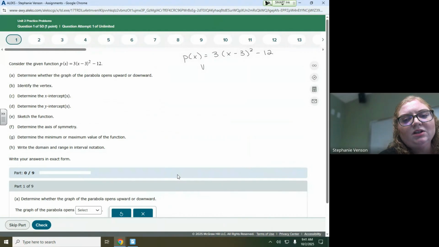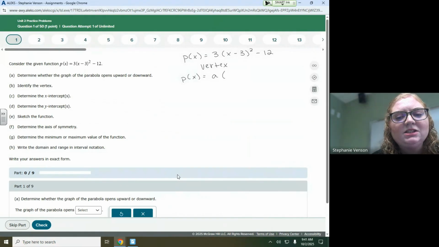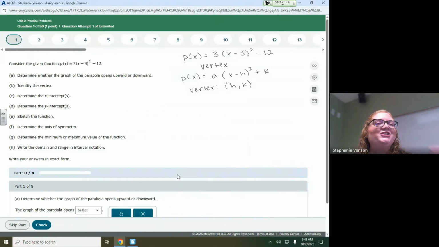So this is definitely in vertex form. So I do want you to know vertex form for your test, which would be p of x equals, or f of x or whatever of x, a times x minus h squared plus k. So remember, the vertex is (h, k), where we change the sign of h, keep the sign of k.